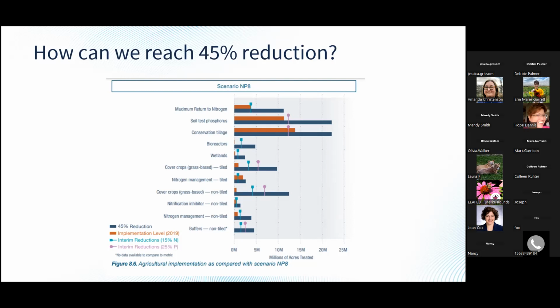The orange bar is the implementation level as of 2019. And then there are also blue and lavender tick marks, and those represent the interim nitrogen and phosphorus reduction implementation levels. So we are making progress towards reaching our goal implementation, but there's still room for improvement as we're working towards both our interim and our 45% reduction goals. I'm sure you can notice that there are quite a few practices that are part of this scenario, but we're always looking to add new practices that enable us to create more robust scenarios.